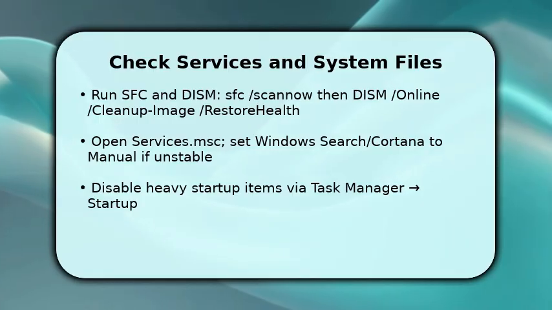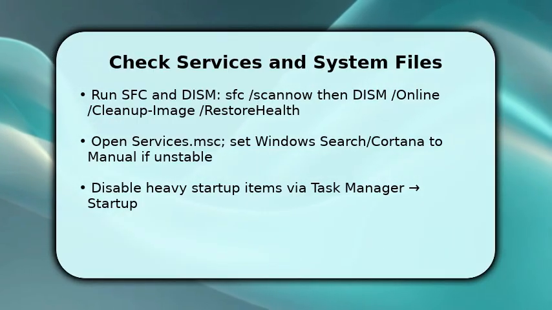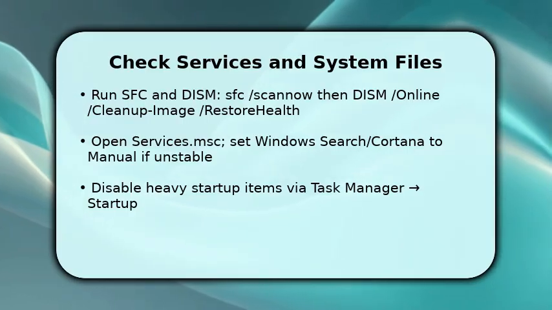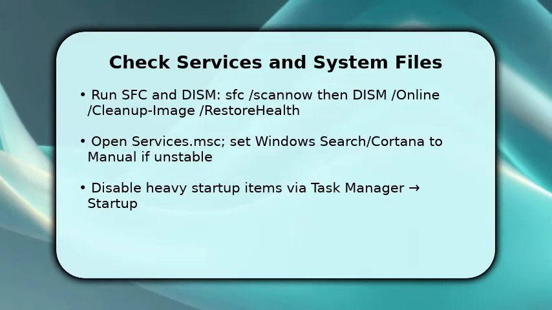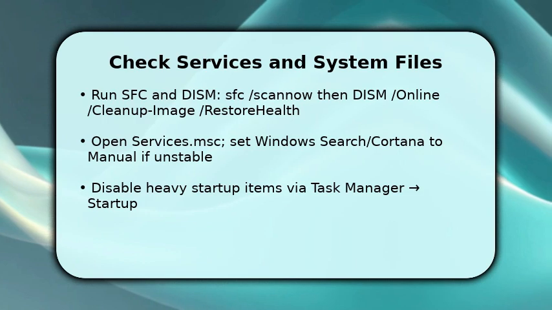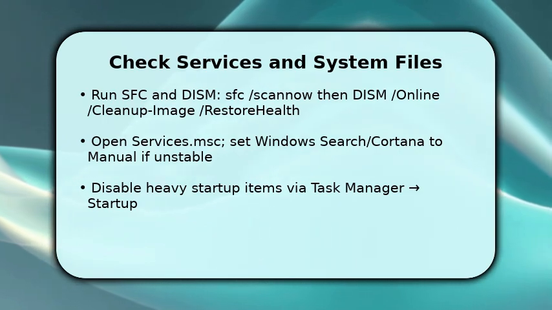Next, open services.msc, and set Windows Search or Cortana to manual if they spike CPU or disk. That reduces taskbar delays. Finally, go to Task Manager, then Startup, and disable non-essential startup entries.